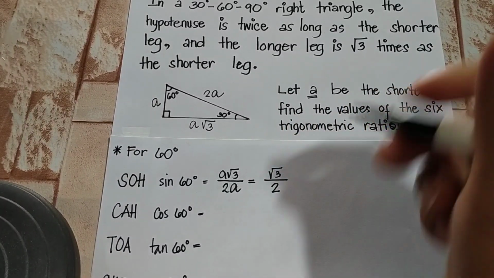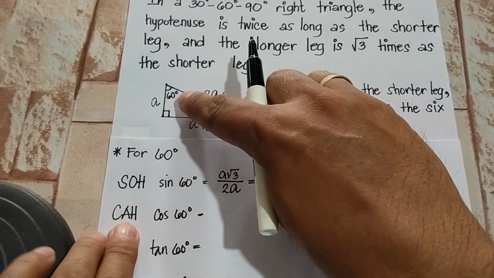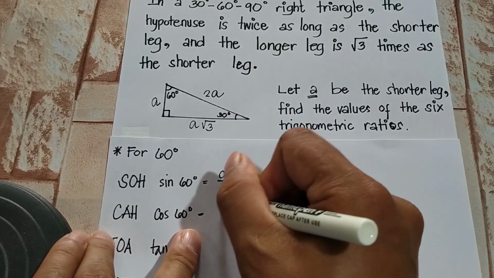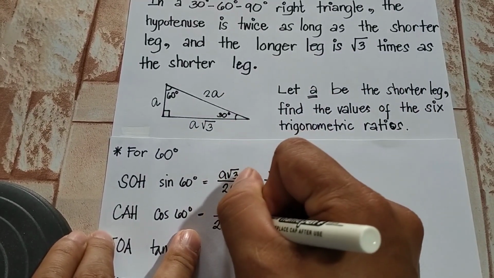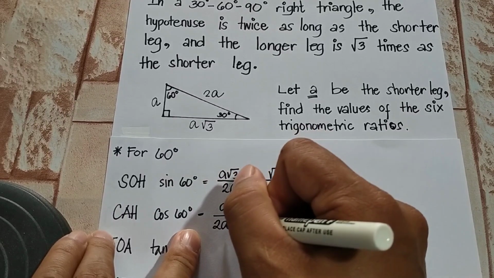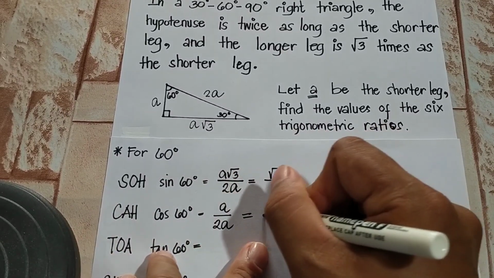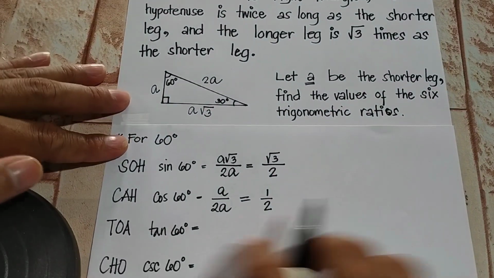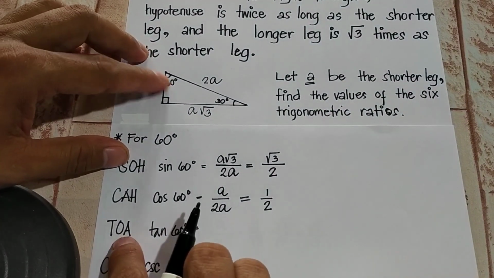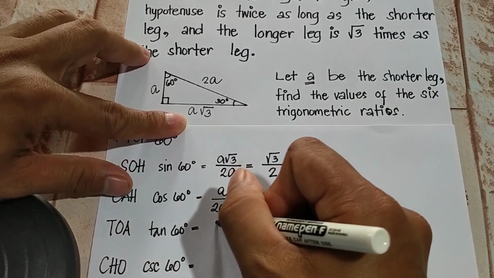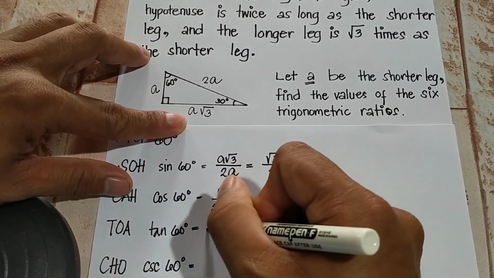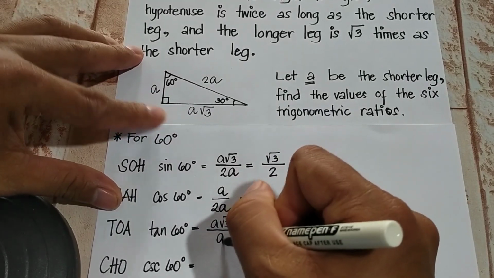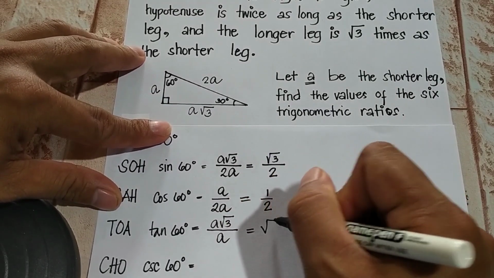Is that clear? Next, cosine 60, that is adjacent, so that's A, and the hypotenuse is 2A. So A over 2A, A divided by A is 1, so that is 1/2. Clear? Next, moving on to tangent 60. Opposite, that is A square root of 3, over the adjacent, that's A. So the answer is only square root of 3.